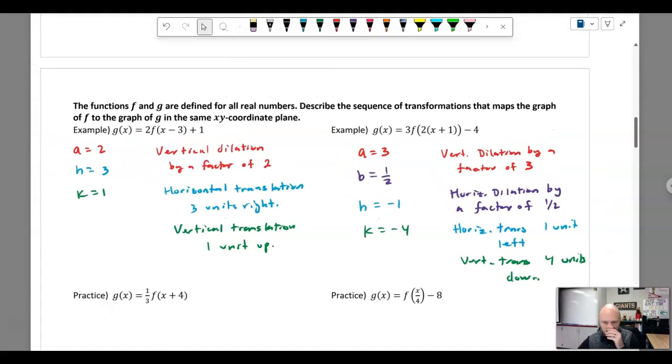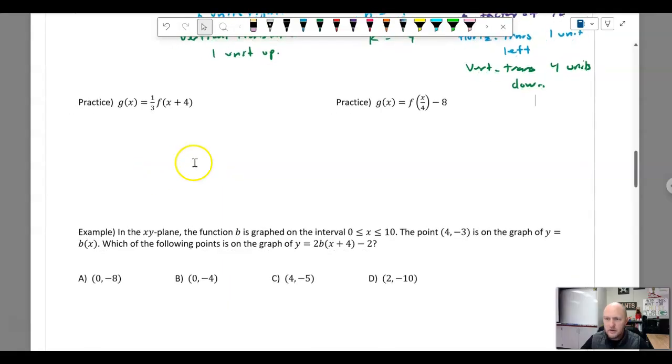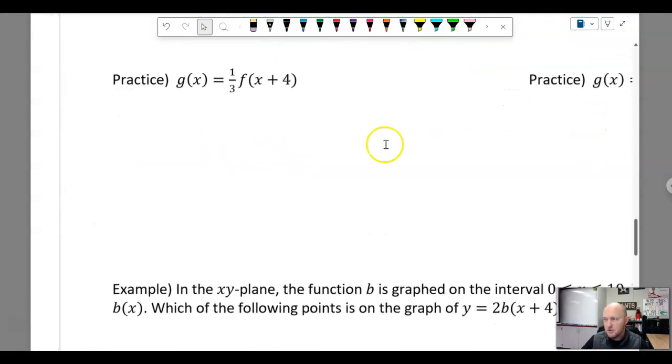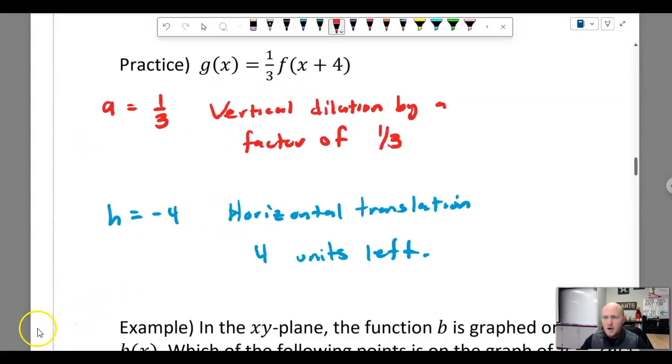Hopefully you've done this before. I want you to go ahead and pause the video, and I want you to try these two. I guess you can unpause me. I'll show you the solution to this one, but pause, check and see if you got this one. Okay, A is 1/3. That's vertical dilation by a factor of 1/3. H, -4, so we're going left 4 units. Did you get it? Hopefully you did.